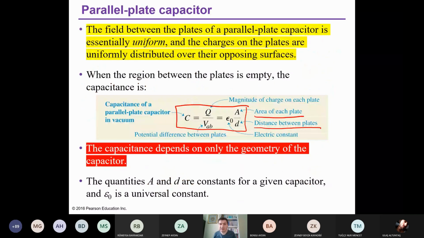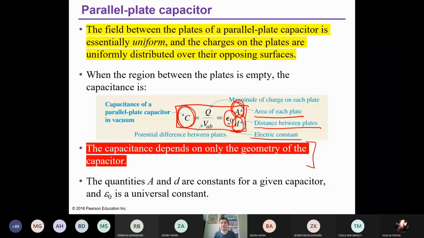Look at this equation. Here we have epsilon 0, the electric constant we learned during the previous lectures. So it is constant. Then we have the area and the distance between plates, and they give us the capacitance of a capacitor. So if I change the design of the capacitor, then I can manipulate its capacitance. Look at this statement: the capacitance depends only on the geometry of the capacitor. Why? Because it depends on the area of each plate and on the distance between the plates.